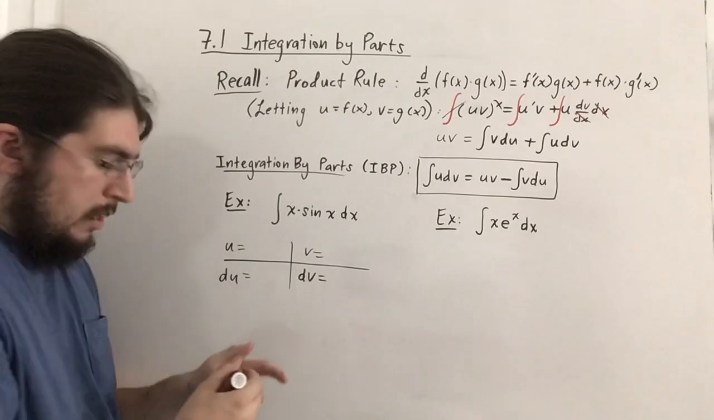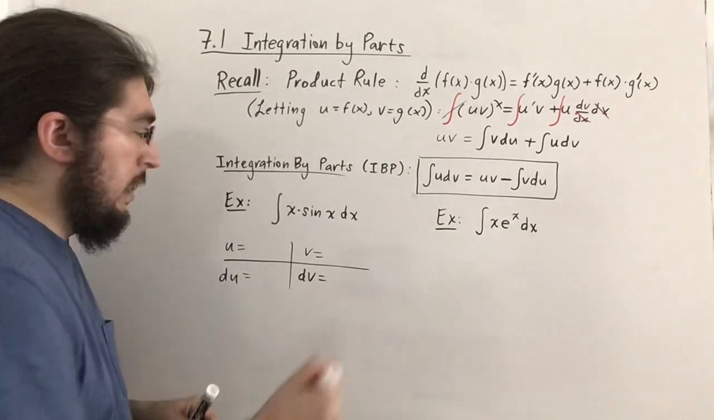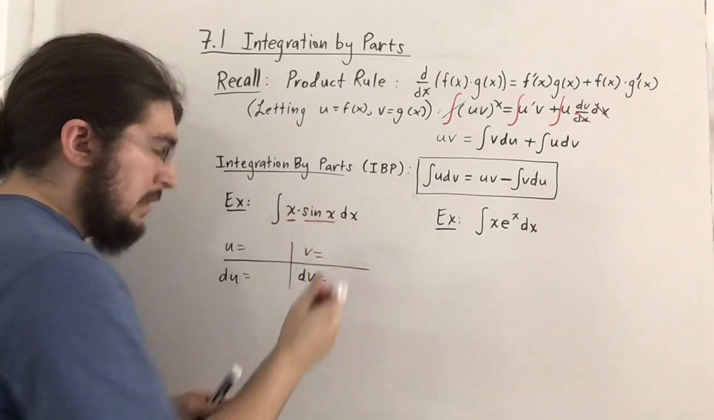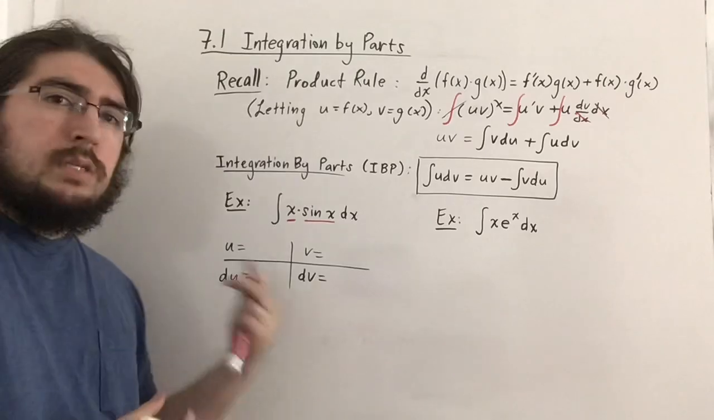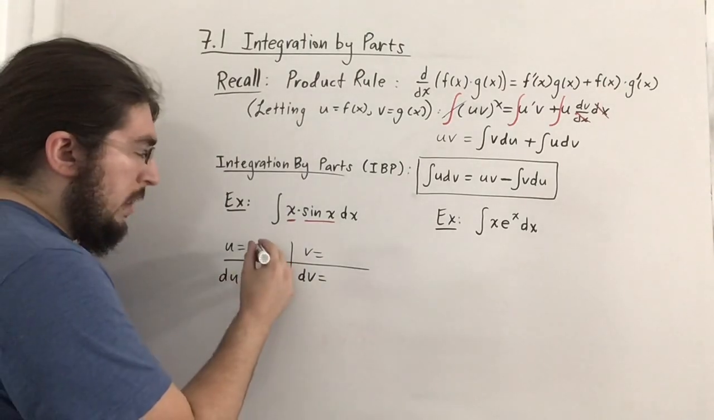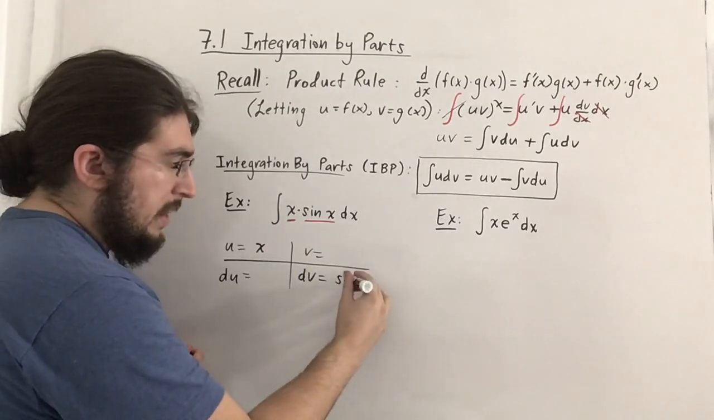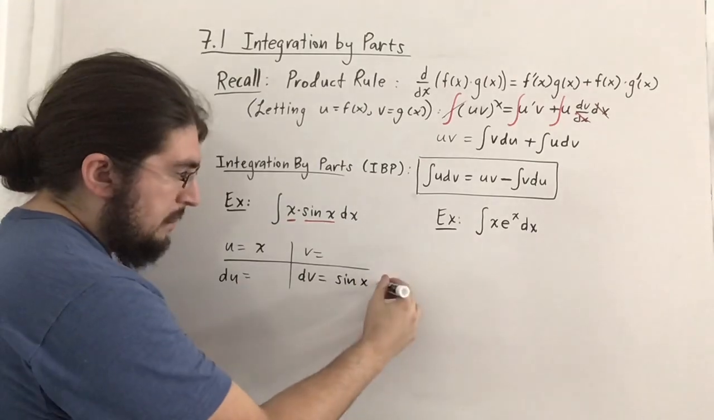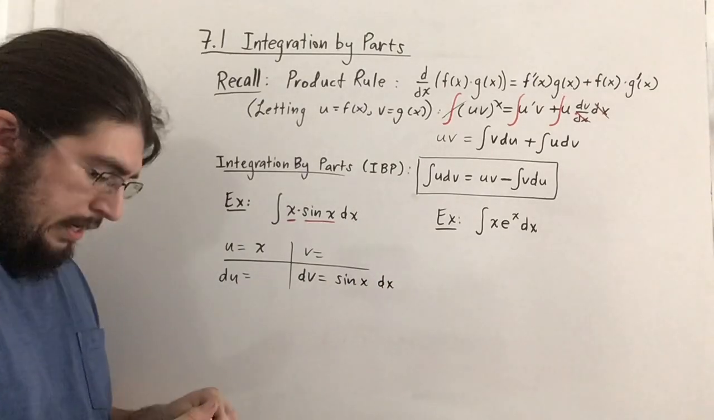So what do we want u to be and what do we want dv to be? Well, notice since this integral is the product of x and sine of x, these are our choices. But to be quite honest, once u is selected, dv is everything else inside of the integral. I'm just going to tell you that we're going to let u equal x, so that dv is everything else, which is sine of x, and yes, even the dx.